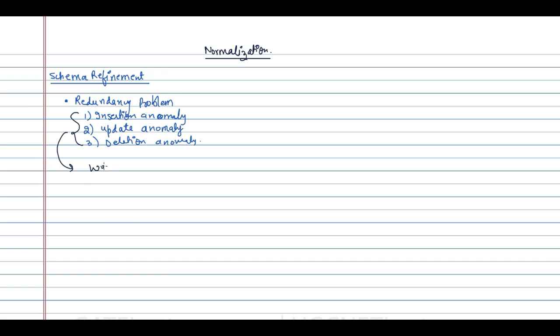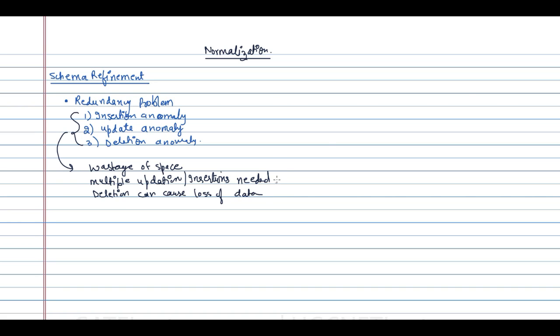Number one, we are going to have a lot of wastage of space. Second, if you perform some action, then multiple insertions, deletions, or updations are required. The third one is when we delete something, then deletion can cause loss of data. Deletion can cause loss of data.